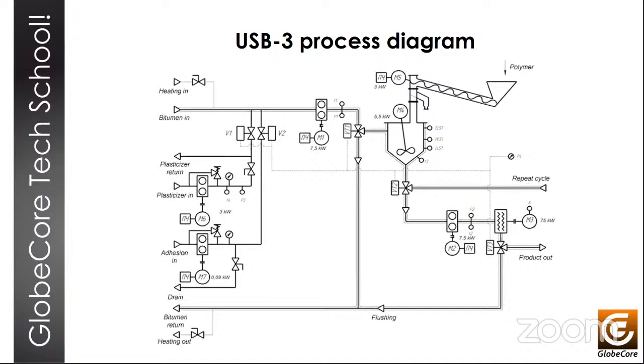The M6 pump supplies the required amount of plasticizer to the bitumen, and that happens before the mixer. And the operator can also control the rotation speed of the M6 drive and provide a specific input rate of plasticizer. The M7 pump does the same for adhesive additive, so also controllable through the frequency converter.